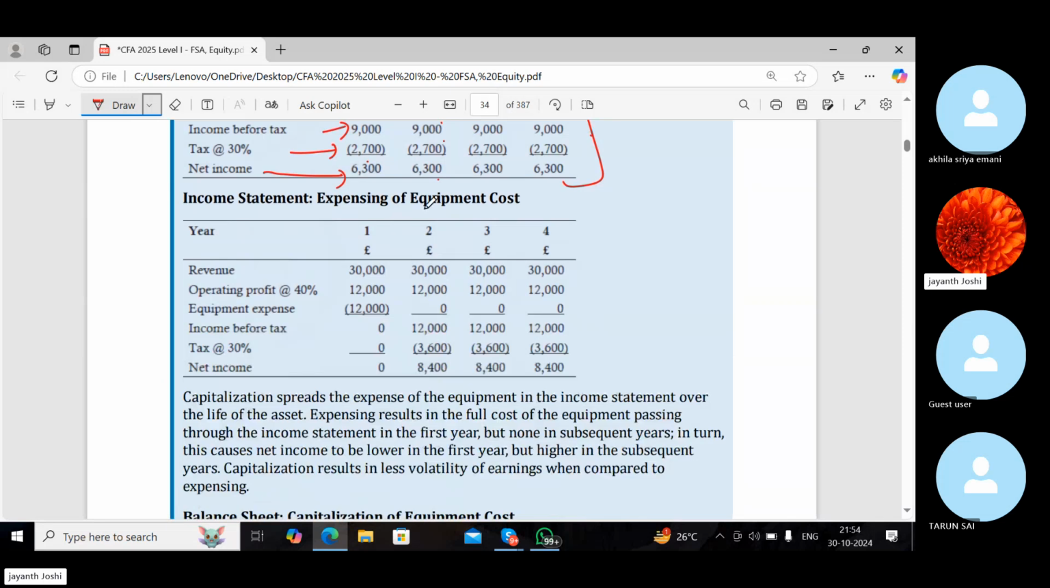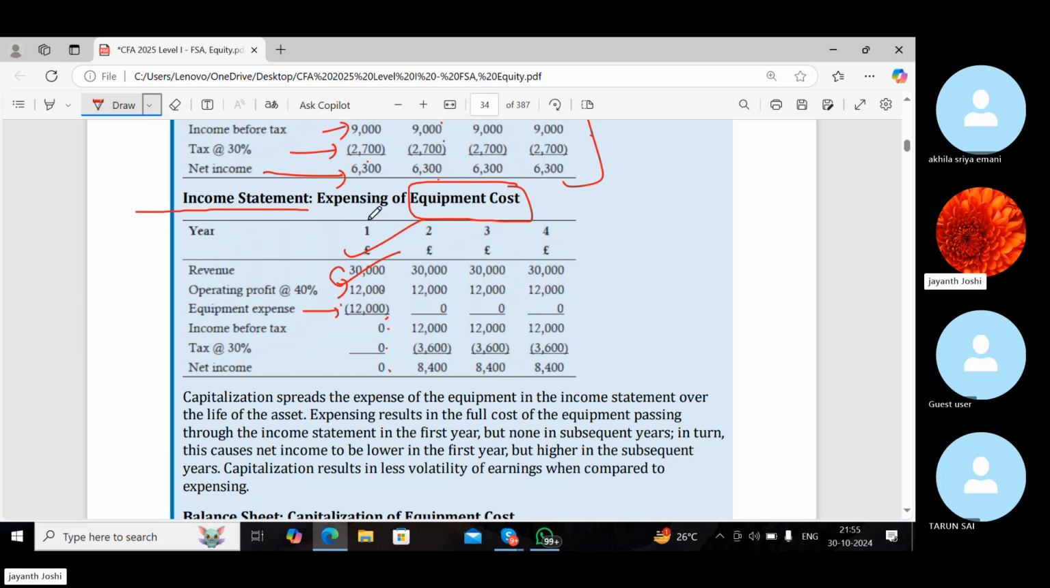Expensing is nothing but writing the asset in the income statement or statement of profit or loss. That means you are showing that equipment cost as an expense. So revenue, operating profit 40% of this, and the equipment expense taken. These two will nullify. It will become 0, 0, 0.